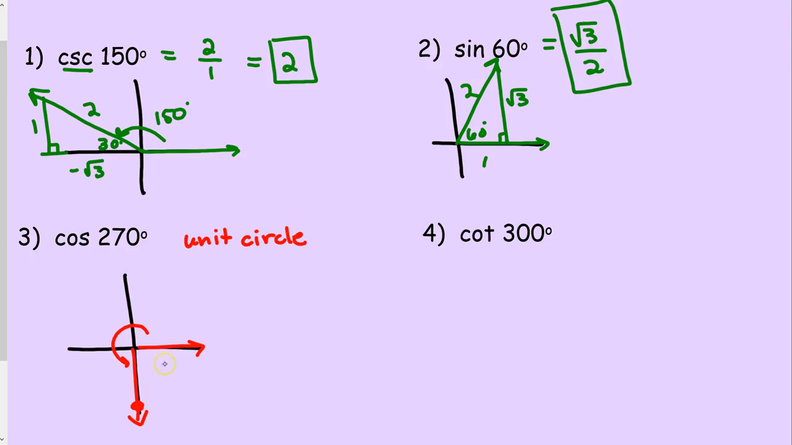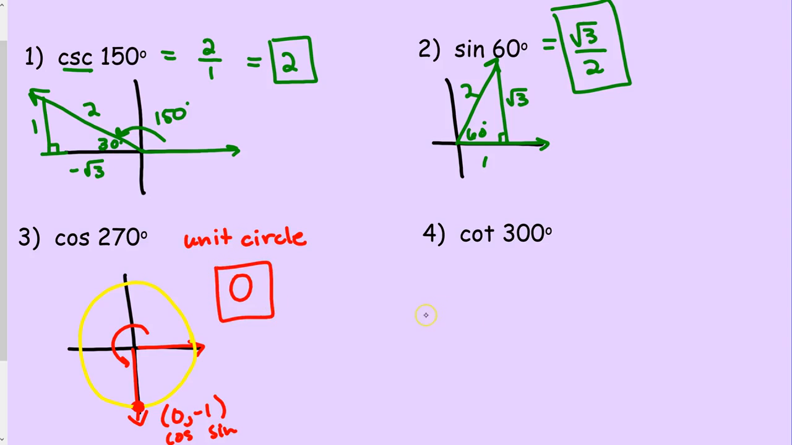So on the unit circle, you can draw a circle if you want to. You don't have to draw the circle. I usually just imagine the circle. This is the point 0, negative 1. Remember, cosine is the x, sine is the y, so our answer is 0.